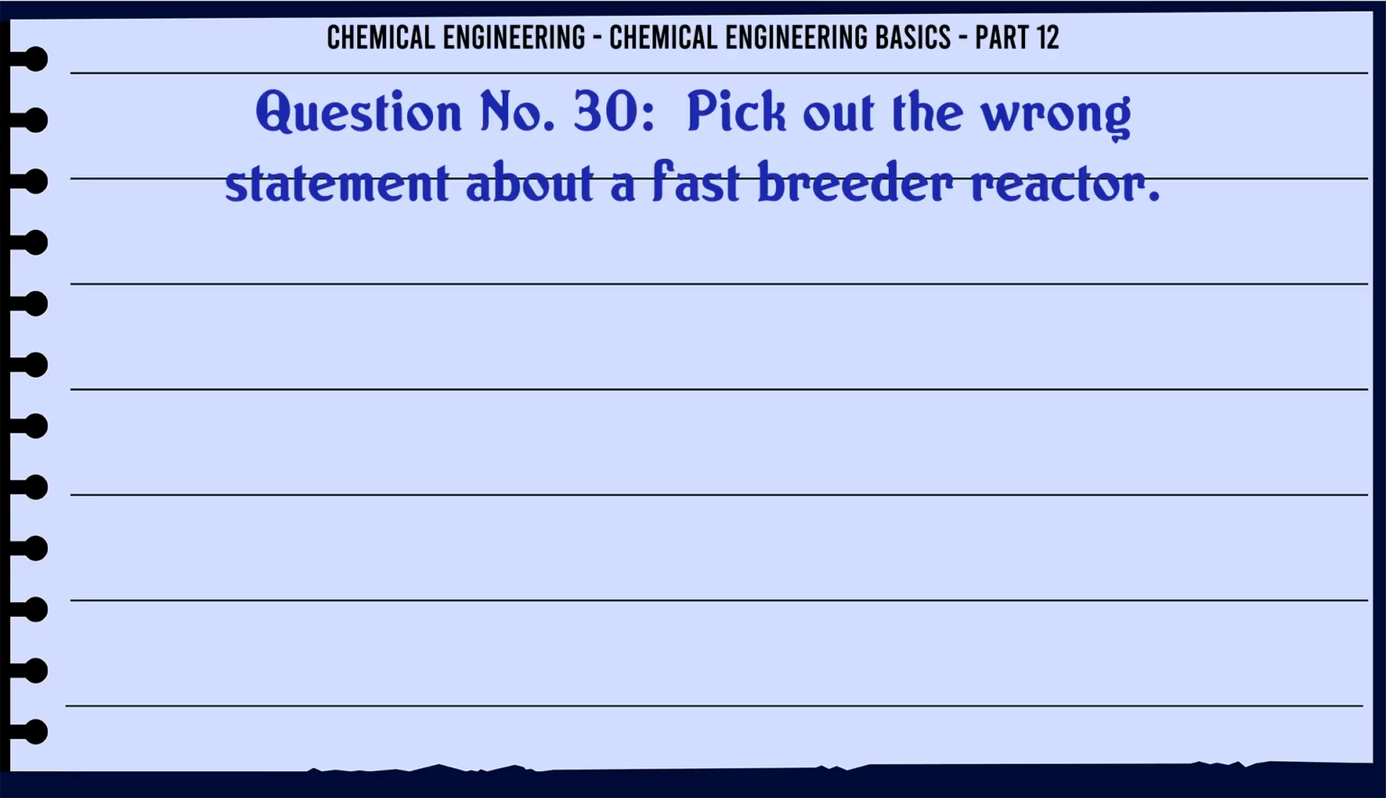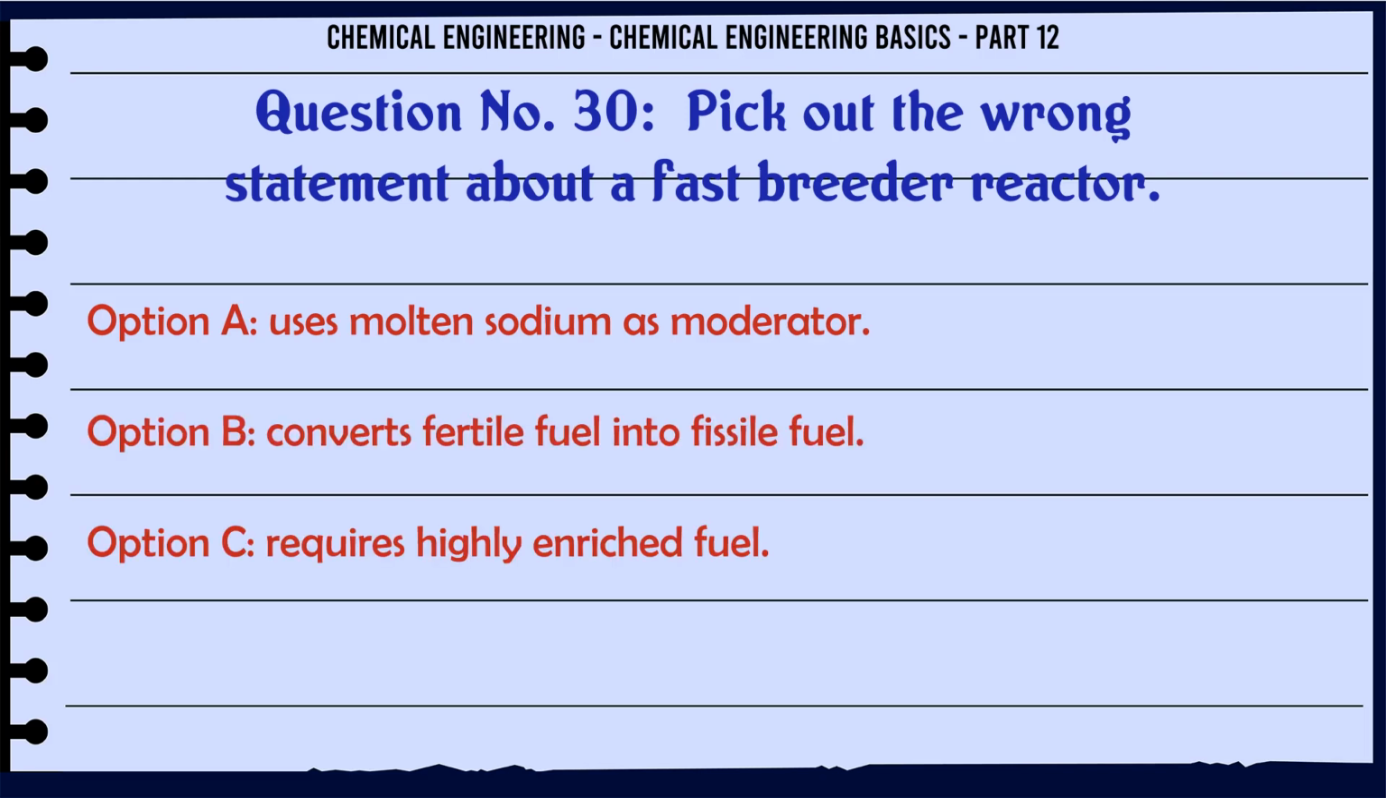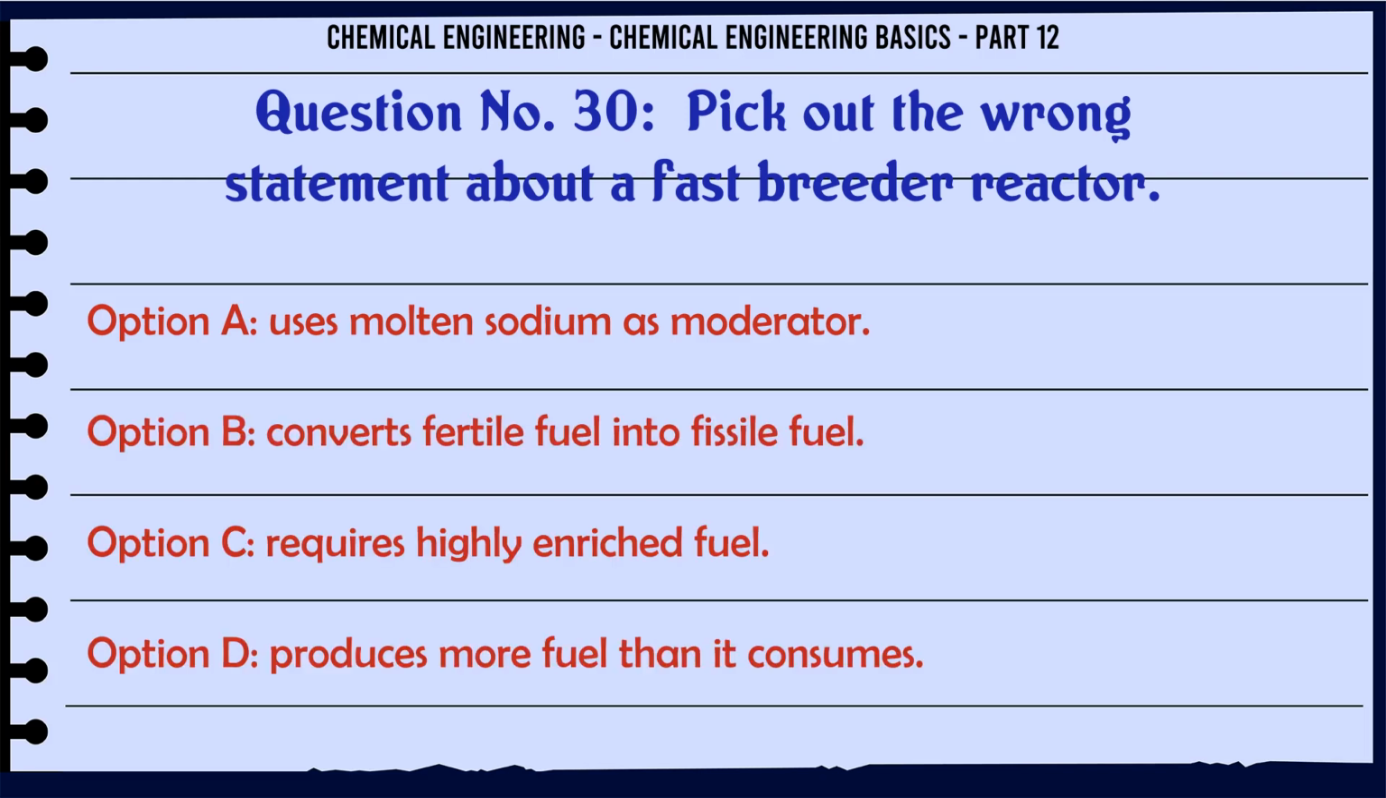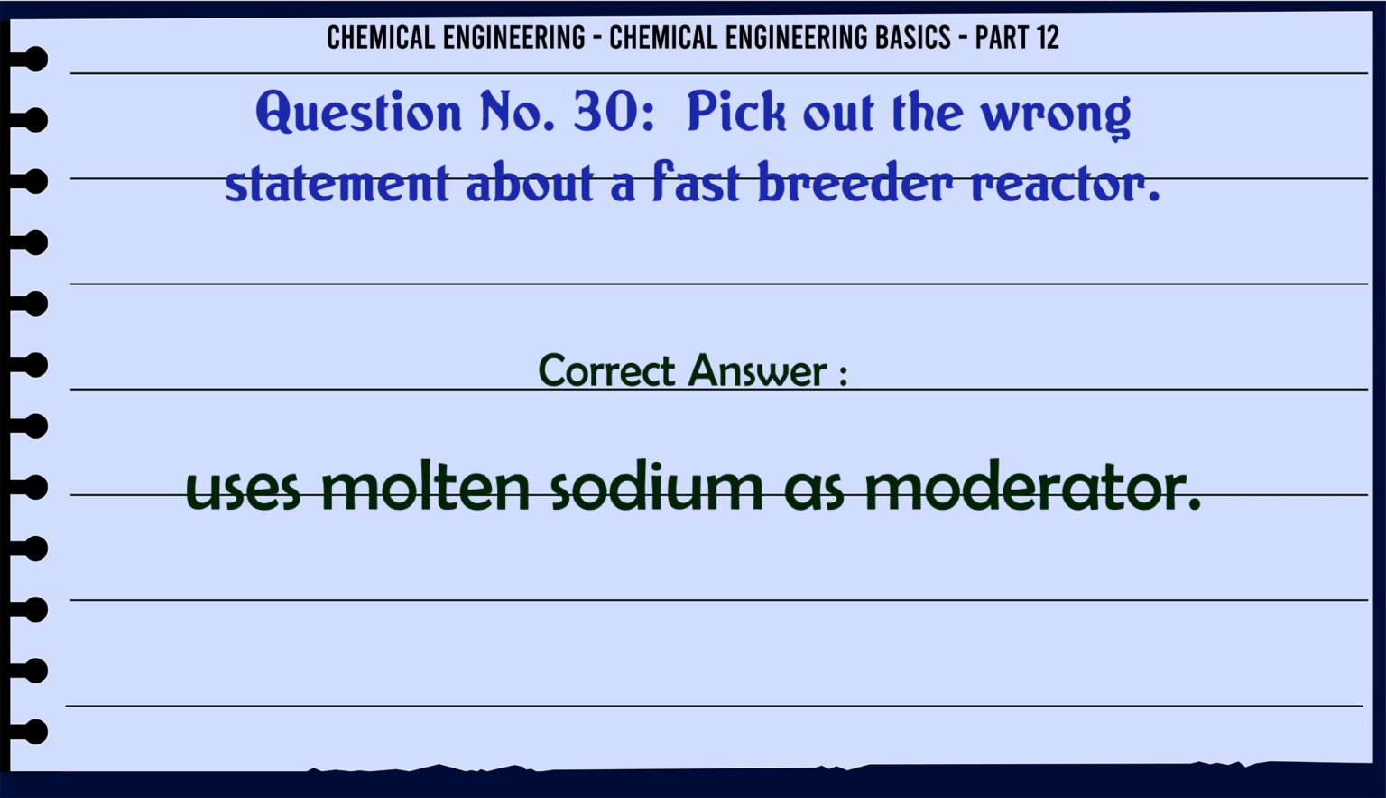Pick out the wrong statement about a fast breeder reactor. A. Uses molten sodium as moderator. B. Converts fertile fuel into fissile fuel. C. Requires highly enriched fuel. D. Produces more fuel than it consumes. The correct answer is uses molten sodium as moderator.